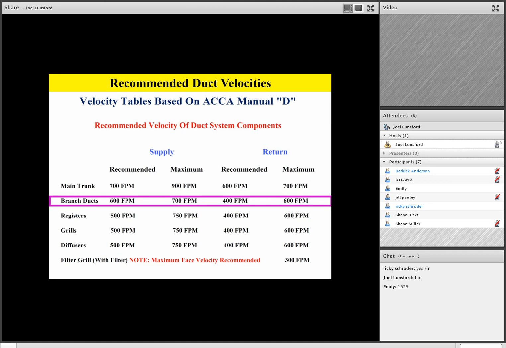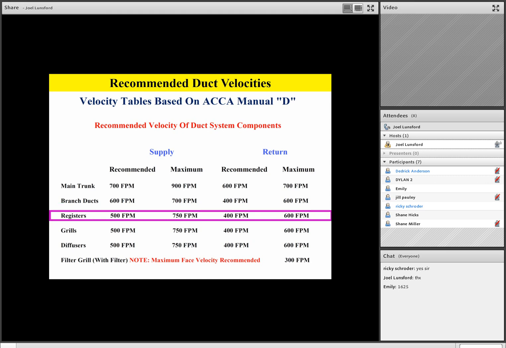Now our registers and our grills are the same. You'll see that the registers are 500 feet a minute velocity, that gives us adequate throw on the supply side. The register gives us 500 feet a minute velocity. That gives us adequate throw into the space with a maximum of 750. And what I normally recommend on registers is to go somewhere in between. That way you have adequate throw, but you also do not have excessive noise.